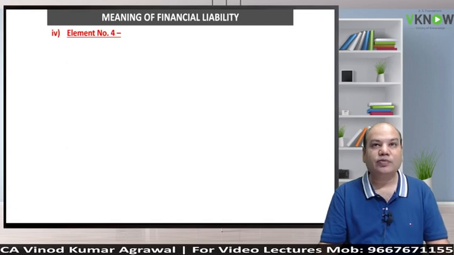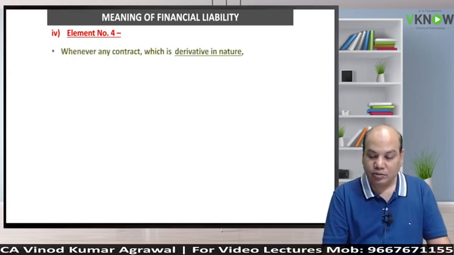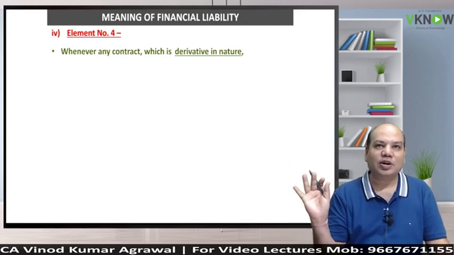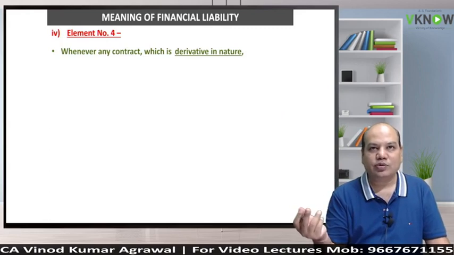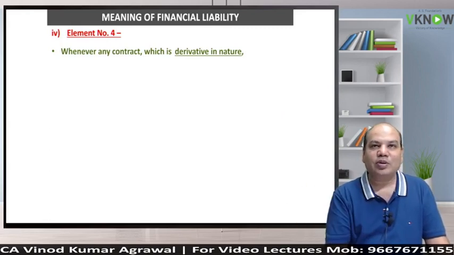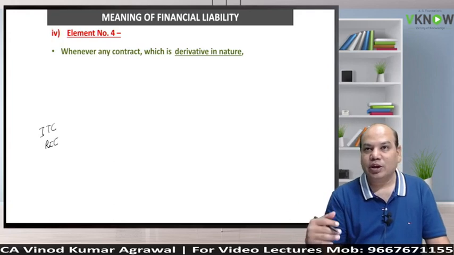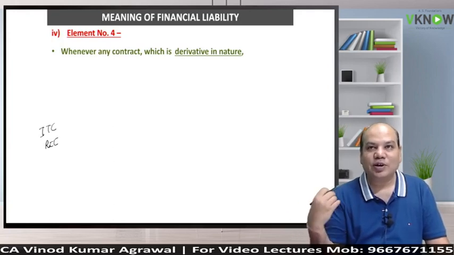And what is element number 4? It is a little more advanced version of the previous one. Whenever any contract is derivative in nature, you will say element number 2 was also derivative. But in element number 2, it was a derivative to buy or sell any other asset or liability. But here it is own equity. So the difference between element number 2 and element number 4 is, in element number 2, suppose I enter into a forward contract to buy ITC shares, Reliance shares, then also it will come under element number 2. But in element number 4, it has to be my share, ASF Limited share.